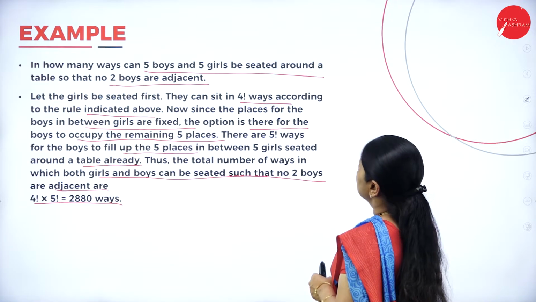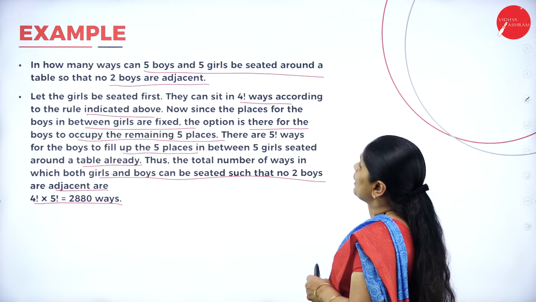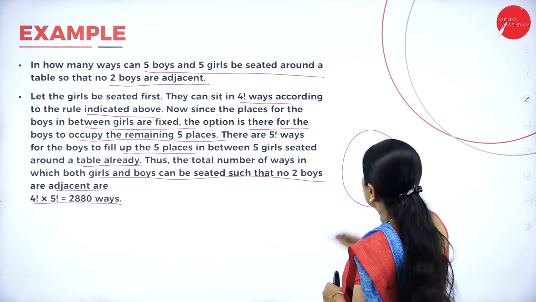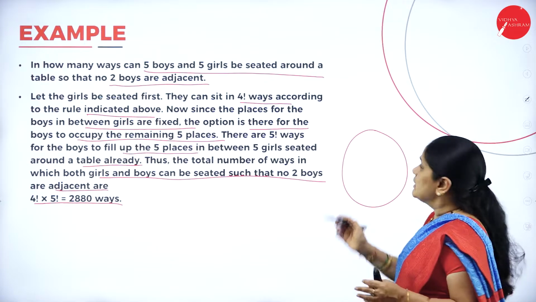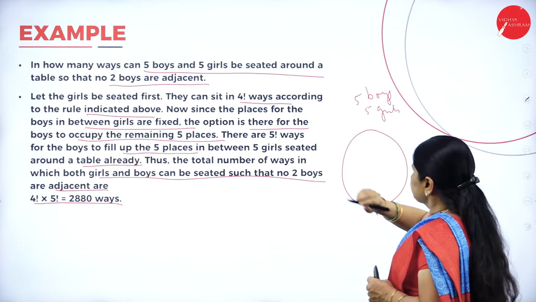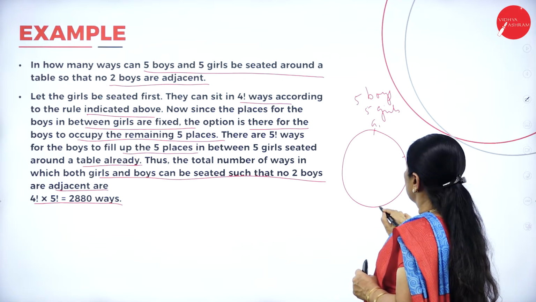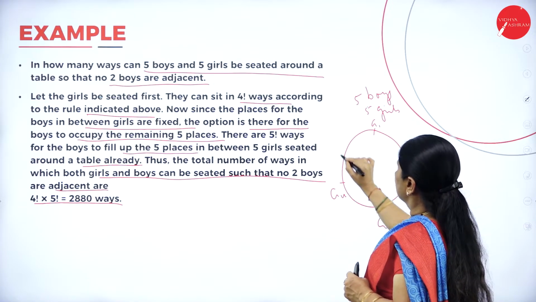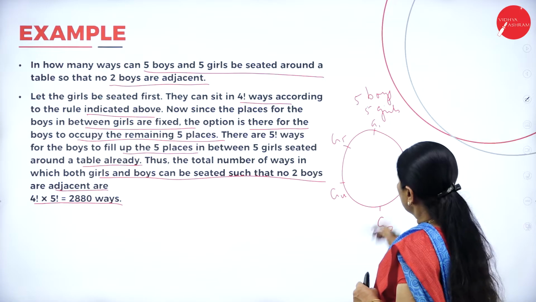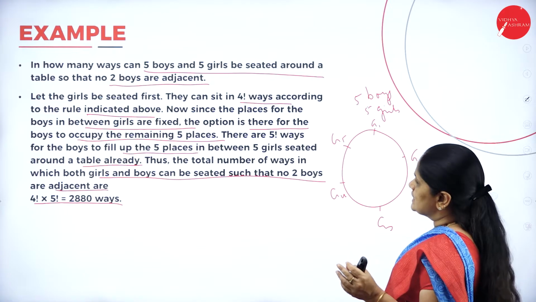So, we should see that 5 boys and 5 girls are seated around a table so that no 2 boys are adjacent. So, there is a table here, and we have 5 boys and 5 girls. First, I will make the girls sit. So, girl 1 here, girl 2, girl 3, girl 4, girl 5. Now, I have to make the boys sit here. So, 1, 2, 3, 4, 5. There are 5 options remaining. So, the boys can sit in between.